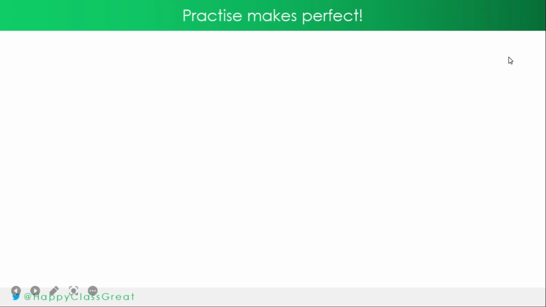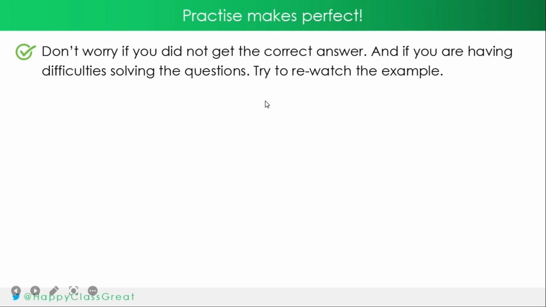So quickly do this exercise. But before you do the exercise, keep this in mind: don't worry if you do not get the correct answer. If you are having difficulties solving the questions, try to rewatch the example that I gave you. Don't try to watch my answer yet. Try to watch how we changed from 0.4 to a fraction, and see how I did it, so that you'll be able to do it yourself.